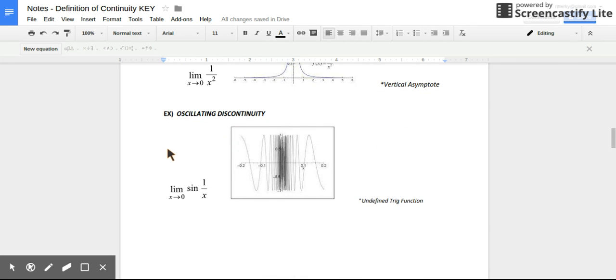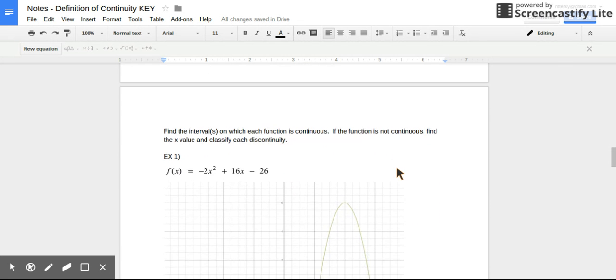Another type of discontinuity is called an oscillating discontinuity. And these happen specifically when we're talking about trig functions. Anytime I see an undefined trig value, we start to see this oscillating behavior in the graph, and it gets really hard to read. So oscillating discontinuities happen specifically in undefined trig functions.